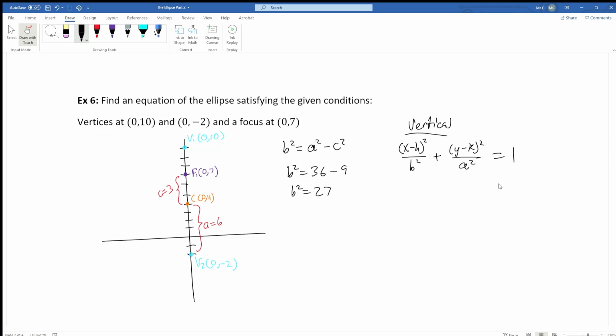Now, h is going to be 0 because our center is at (0, 4). So this is x squared over 27 plus, and k is 4 since our center is at (0, 4), (y minus 4) squared over a squared, which is 36, and this is all equal to 1. All right, that's our equation.